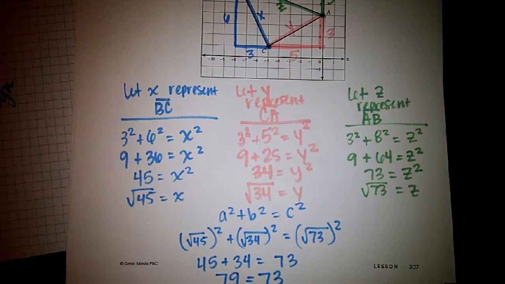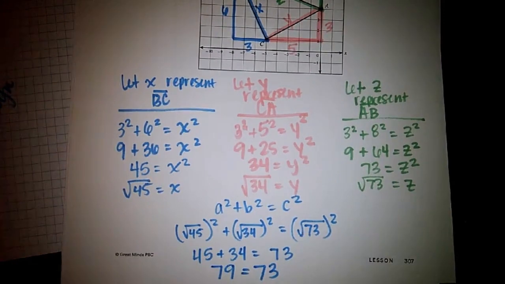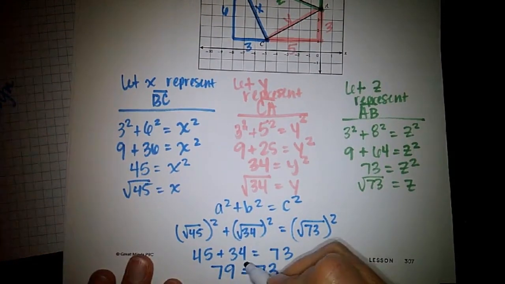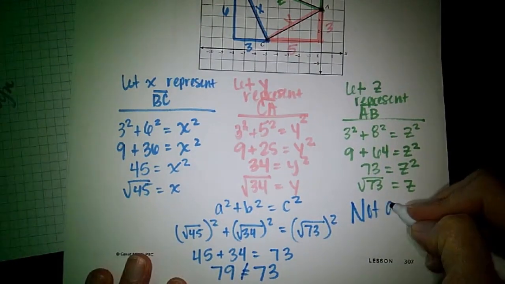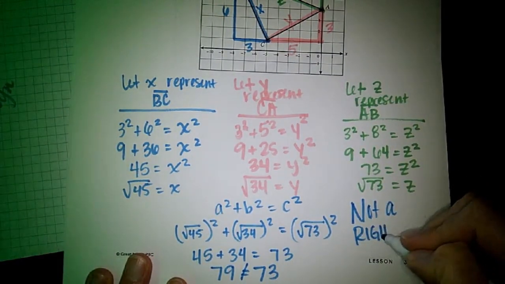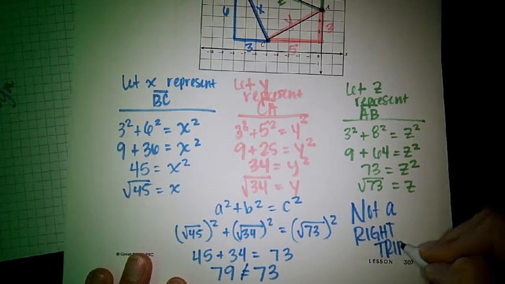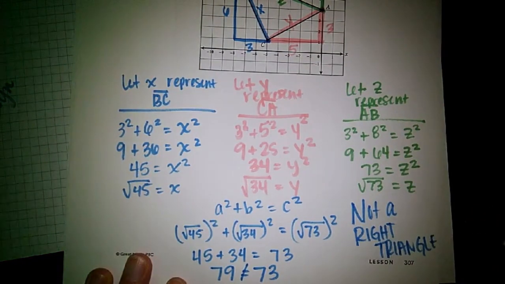79 equals 73. True or false? False. So what does that tell me about our triangle? It's not a right triangle. It is not a right triangle.